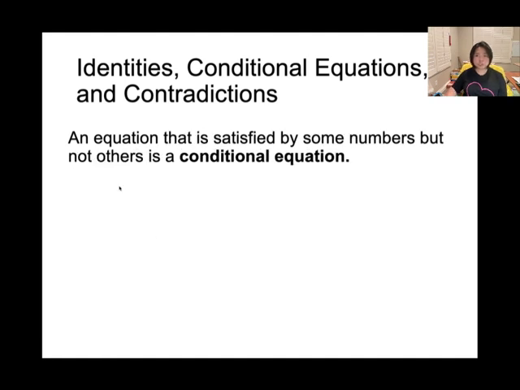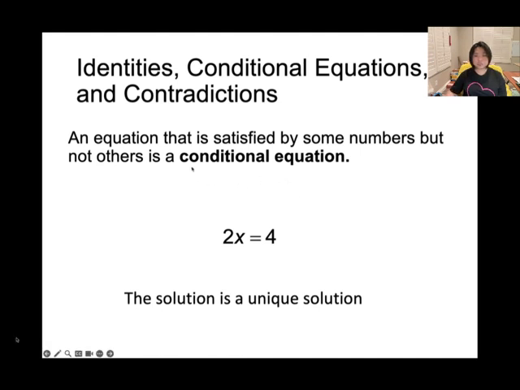Second one, conditional equation. So I have this equation, 2x equal to 4. I should be able to find out the x, right? I could divide it by 2 for both sides. You're gonna get x equal to 2. Okay, we only have one solution in this equation, x equal to 2. So we call this the unique solution. And also, we could say this is a conditional equation because we only have one solution here.